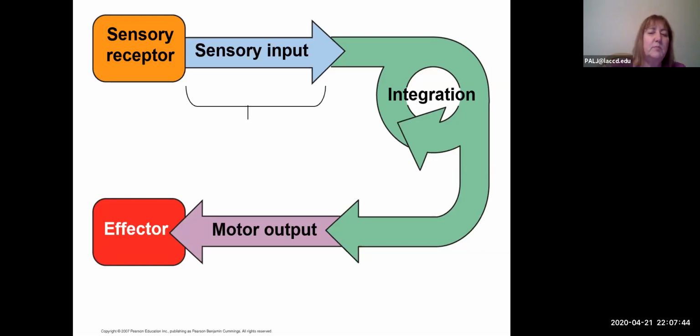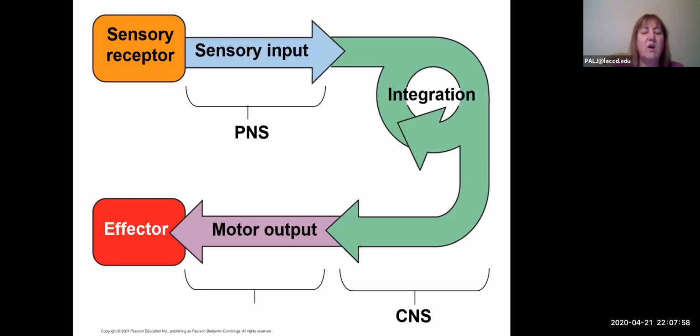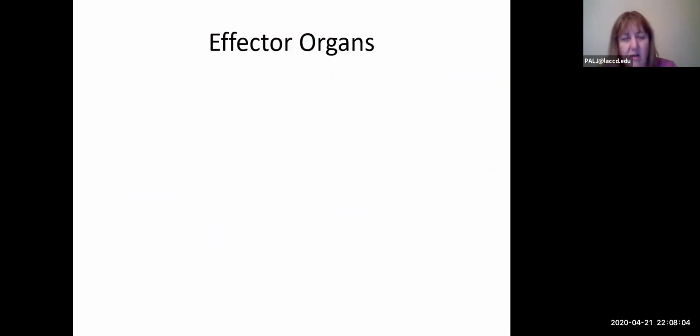Where does sensory input occur? Peripheral nervous system through the sensory neuron. Where does integration occur? Central nervous system using what? That's right, interneurons. And where does motor output occur? Peripheral nervous system using motor neurons.